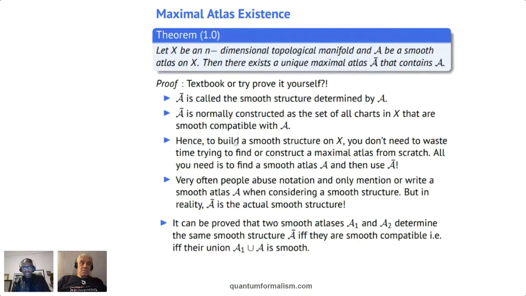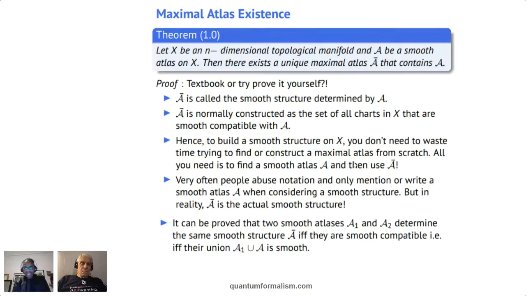So a very important takeaway is this: to build a smooth structure on a topological manifold X, you don't need to build a maximal atlas from scratch. In practice, you use the smooth atlases that you already know how to construct, and then by this theorem you can extend that and have your maximal atlas. In other words, you have your smooth structure on the manifold.